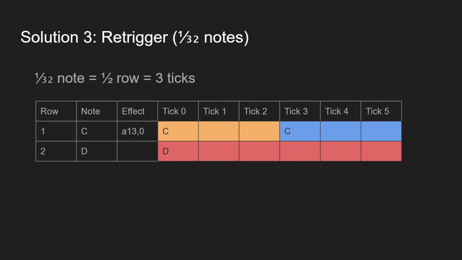So here's another example. Here's how we can do 32nd notes without having to change the number of rows per beat. A 32nd note we said is half a row, and we've got 6 ticks on a row, so half a row is going to be 3 ticks. So we retrigger every 3 ticks. We've got C for 3 ticks, another C for 3 ticks, and then the second row doesn't have the retrigger effect applied, so that just takes up the whole 6 ticks as normal.